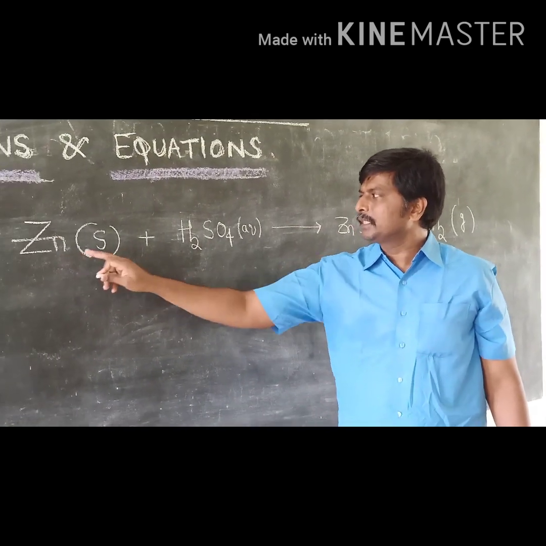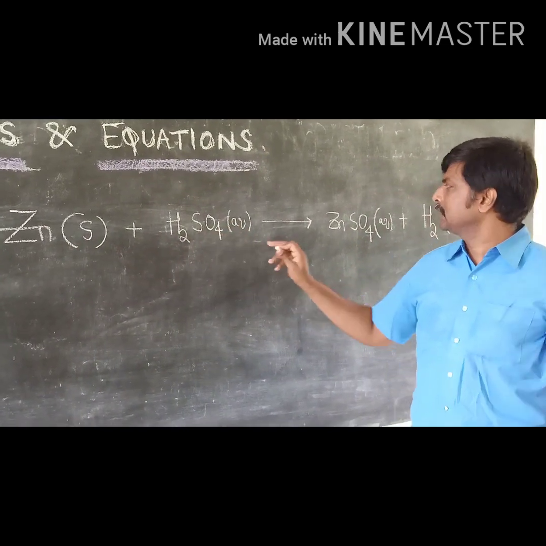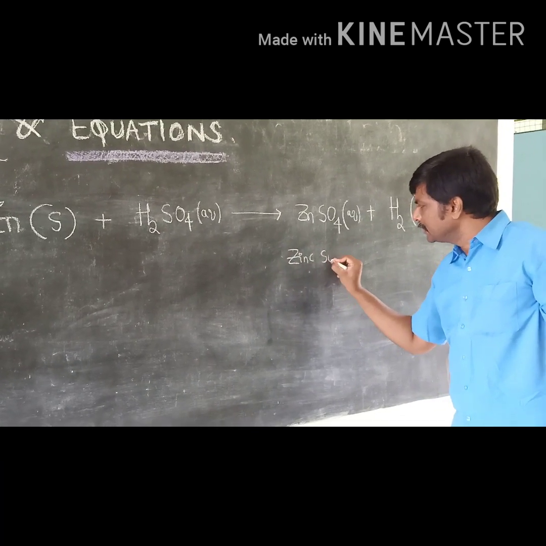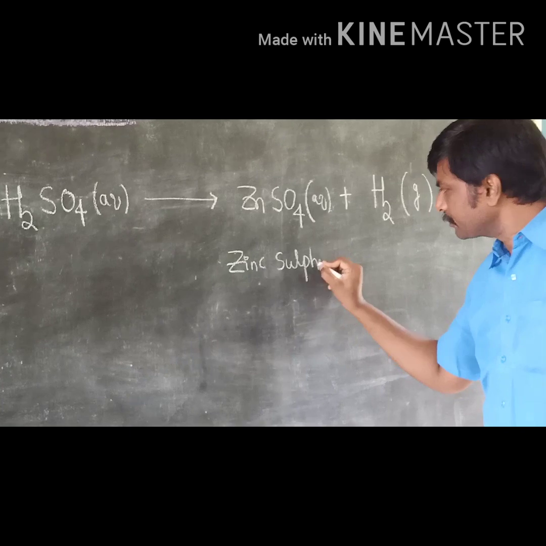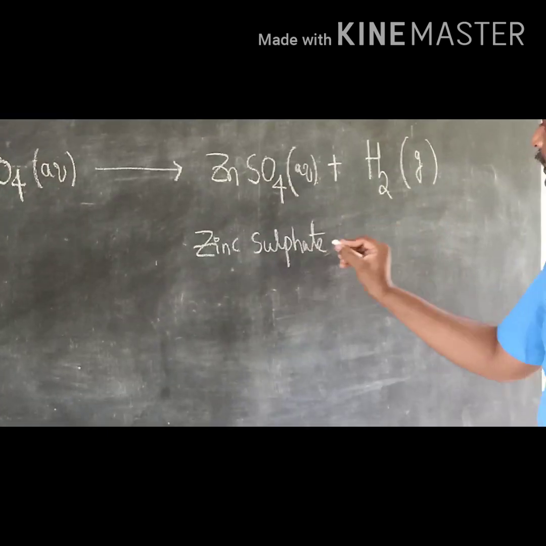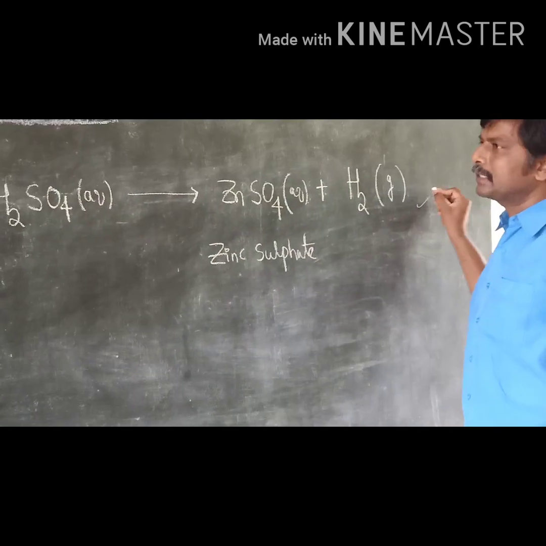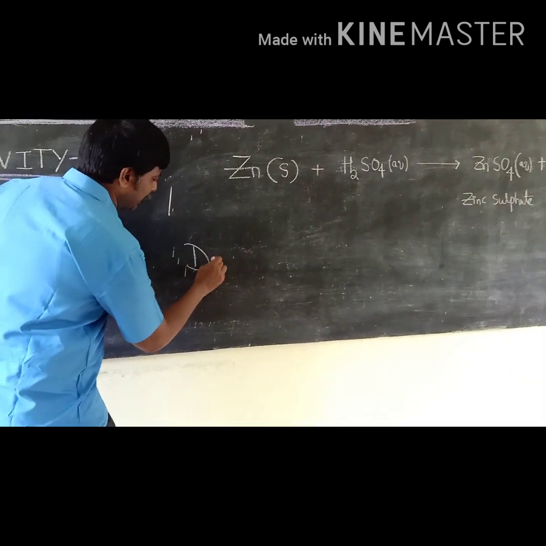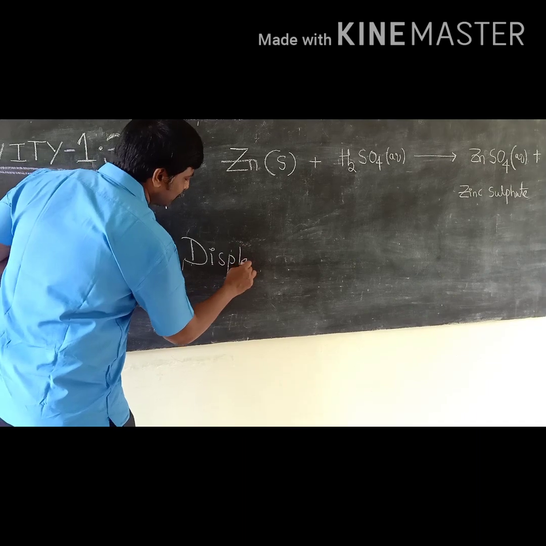When zinc granules react with dilute sulfuric acid, this compound is called a salt. Zinc sulfate salt plus hydrogen gas is evolved. So this type of reaction is called a displacement reaction.